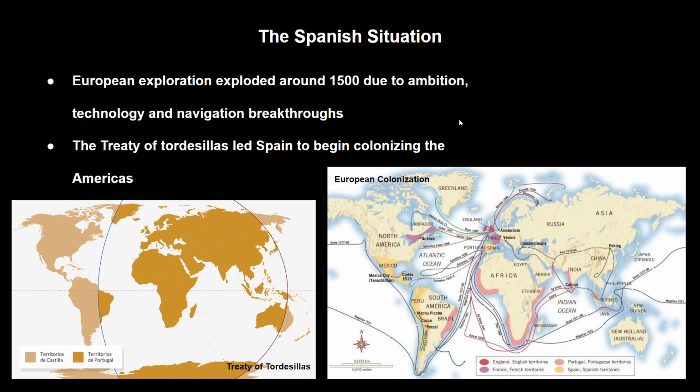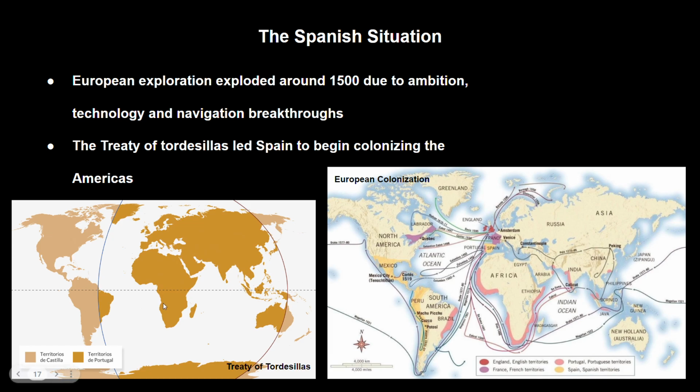Beginning in 1500, Europe began a wave of exploration and colonization, spurred on by a desire for wealth and expanding their empires. Technological advancements and breakthroughs in exploration would help to facilitate this, specifically the discovery of a route around Africa and the discovery of the Americas.